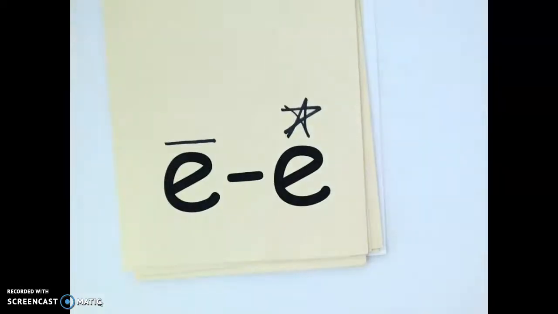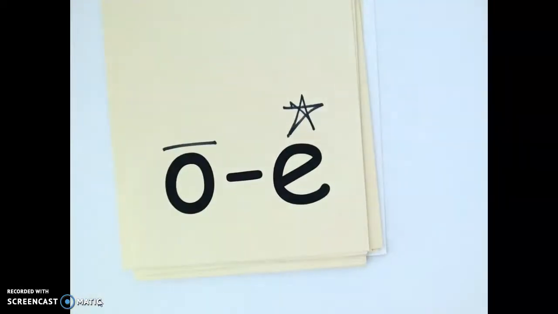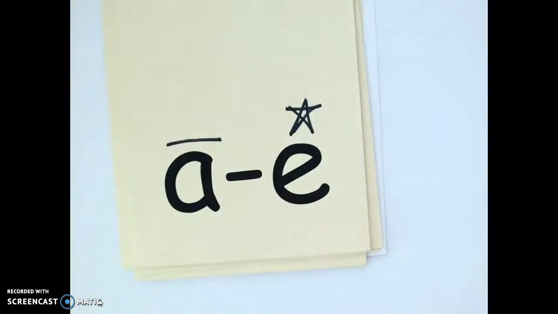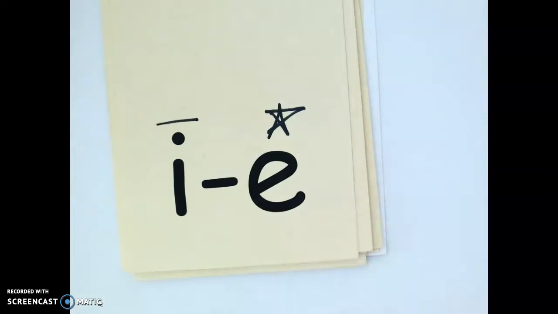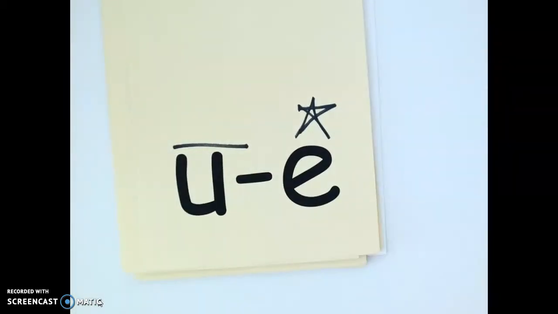E magic E says E. O magic E says O. A magic E says A. I magic E says I. U magic E says U.